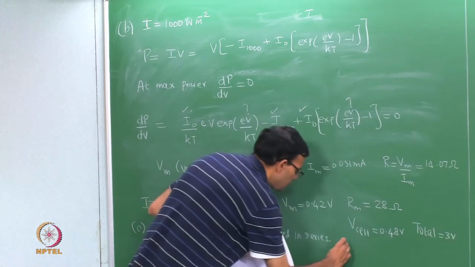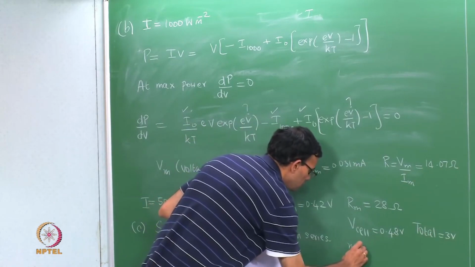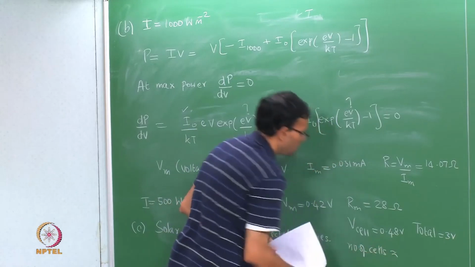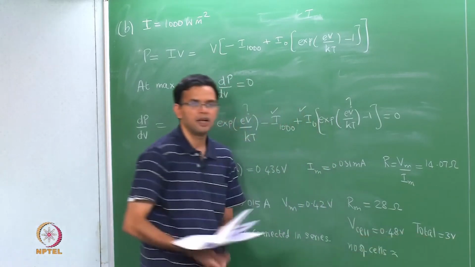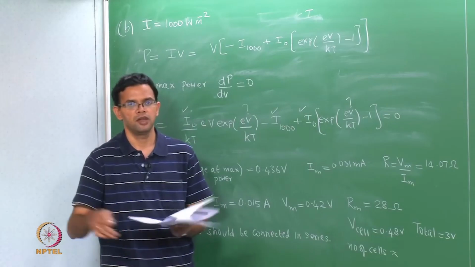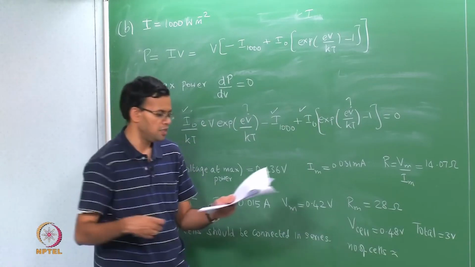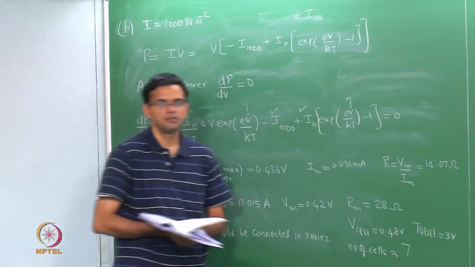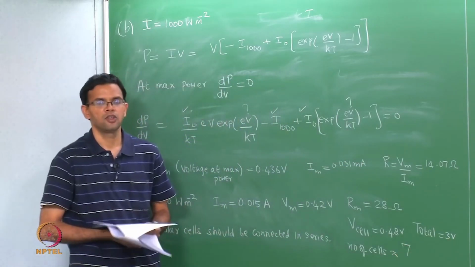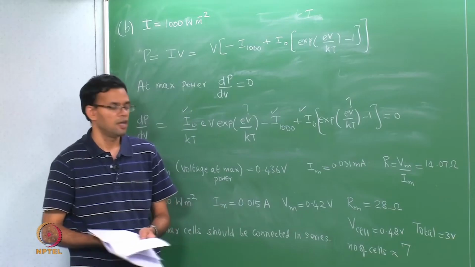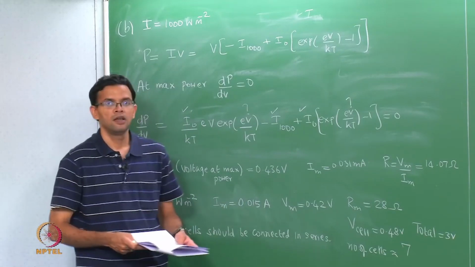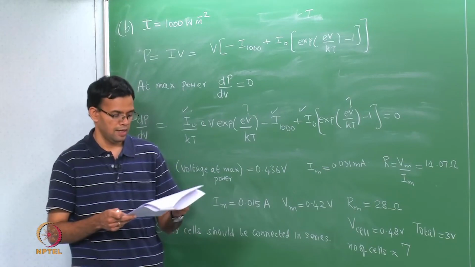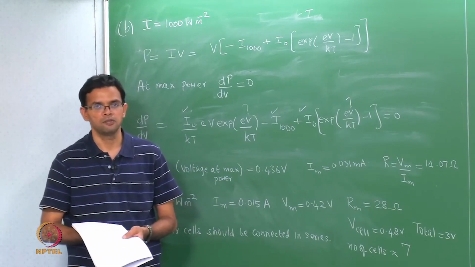So, the number of cells is essentially 3 divided by 0.48, and you round off to the highest integer. So, this gives you 7. So, we need 7 solar cells all connected in series to supply enough voltage to run a calculator. Let us now go to the last problem.